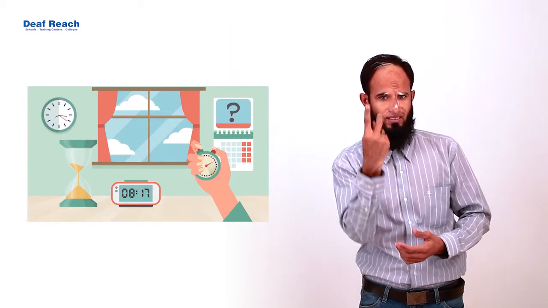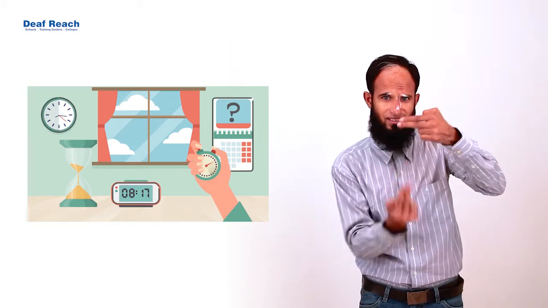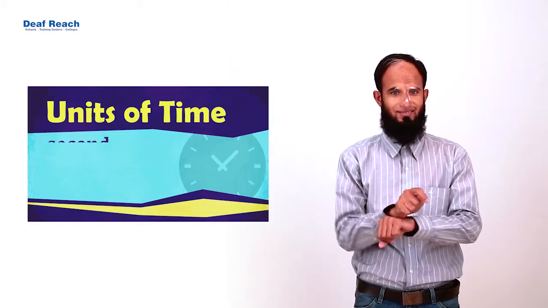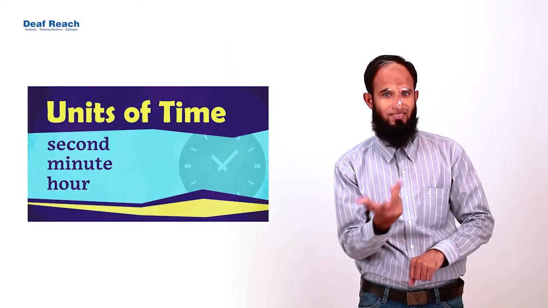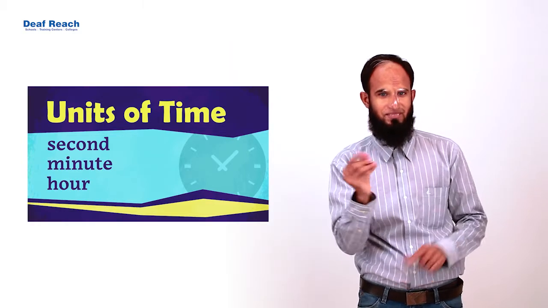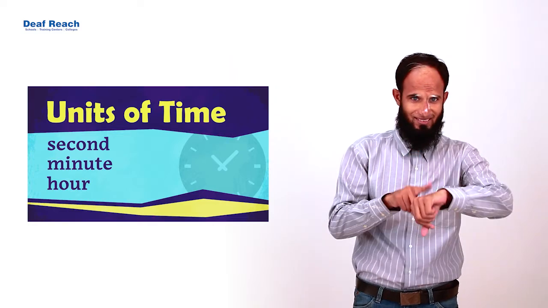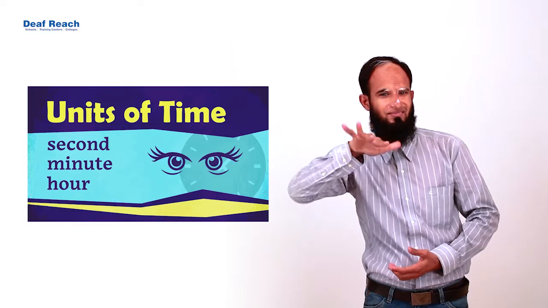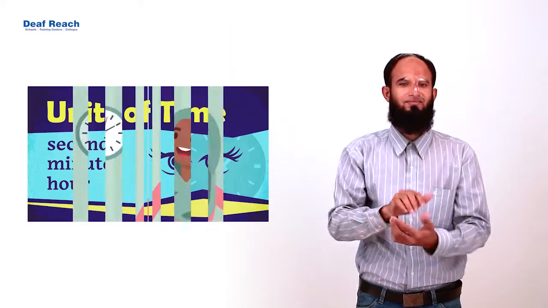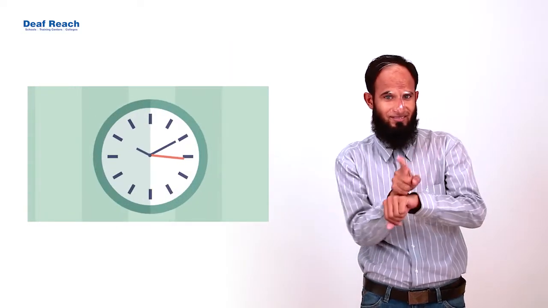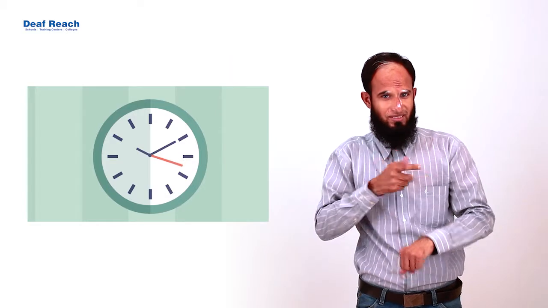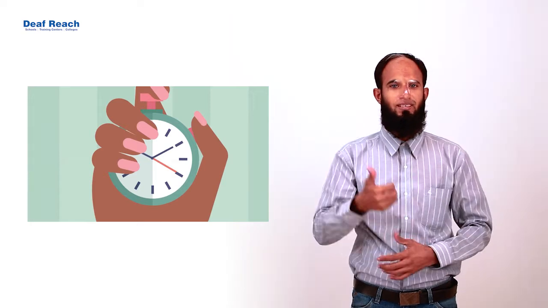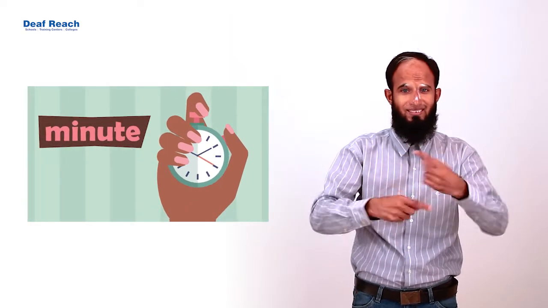Specific units are used to describe different lengths of time. The second, minute, and hour are some of the smallest units of time. The time it takes you to blink your eyes is about 1 second. The second hand on a clock shows the seconds passing. Stopwatches and some other timers also count seconds.